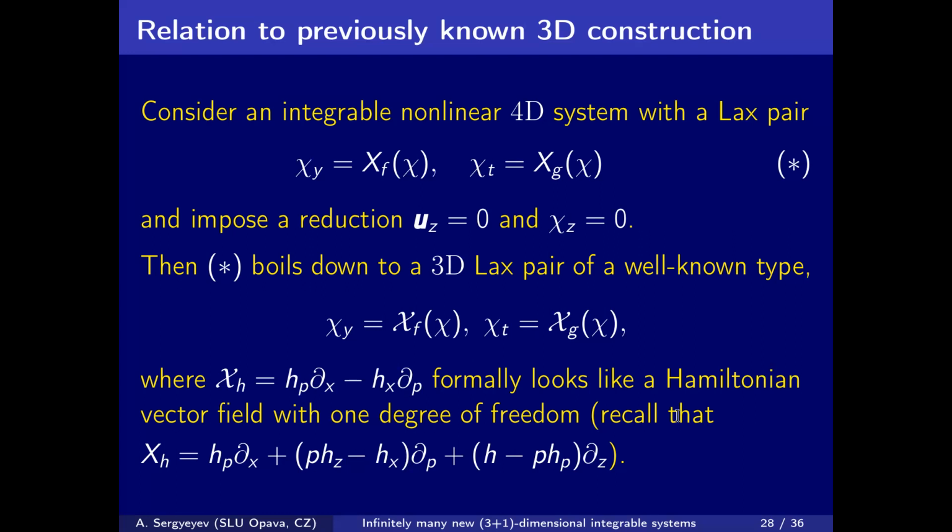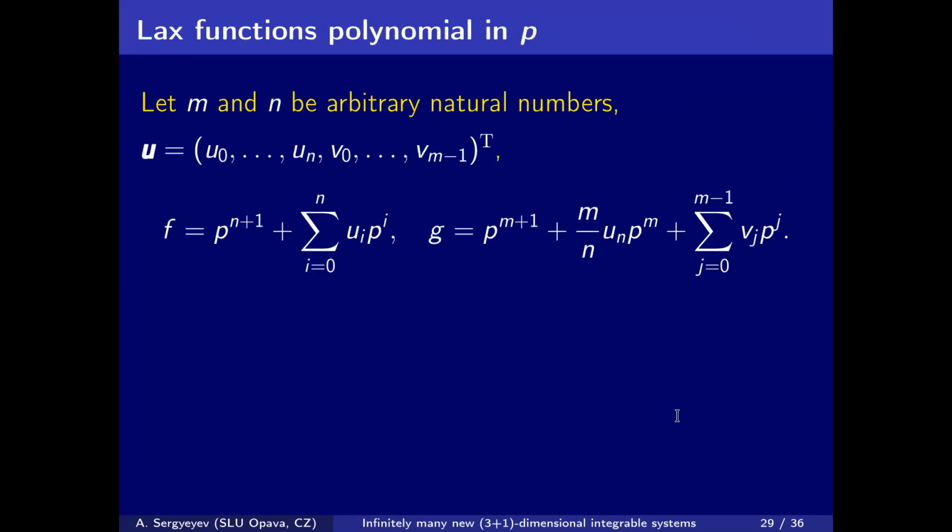Okay, so that much for the reduction of systems from our class. Let's explore a bit more closely the first of the two infinite classes of pairs of Lax functions that give rise to 4D integrable systems. The class in question is such that f and g are monic polynomials in t.